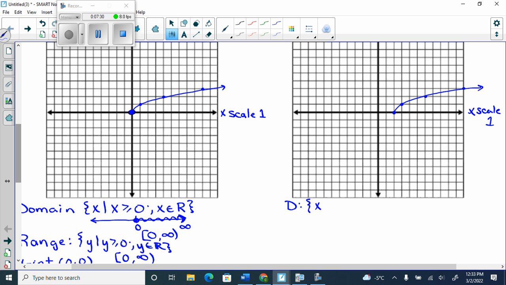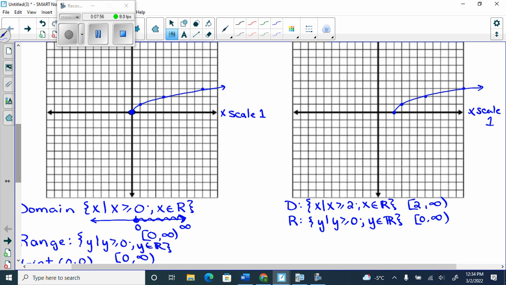So this one, my domain is x such that x is greater than or equal to 2, which in interval notation is a square bracket 2 to infinity. And my range is y such that y is greater than or equal to 0 because nothing happened to my y's. So the range isn't going to change. So 0 to infinity.